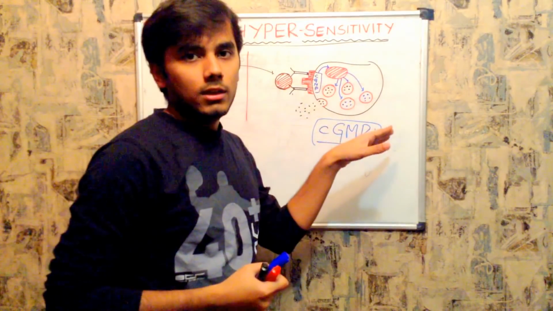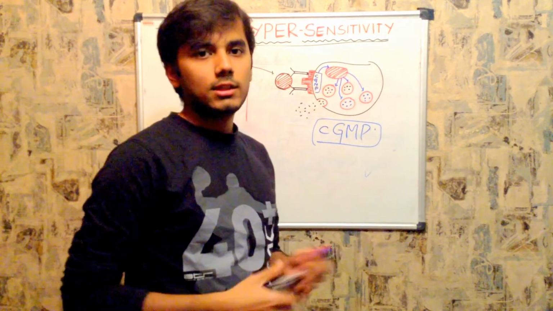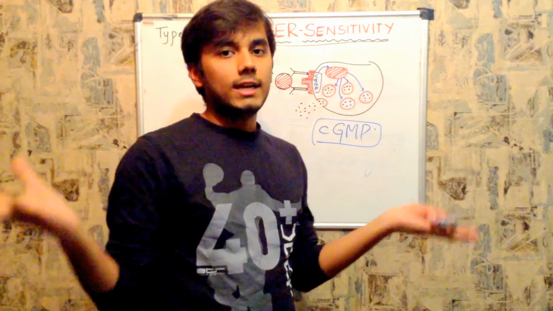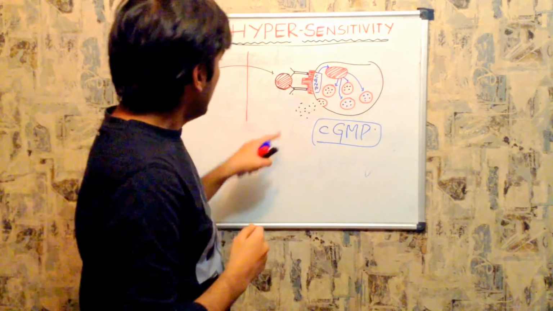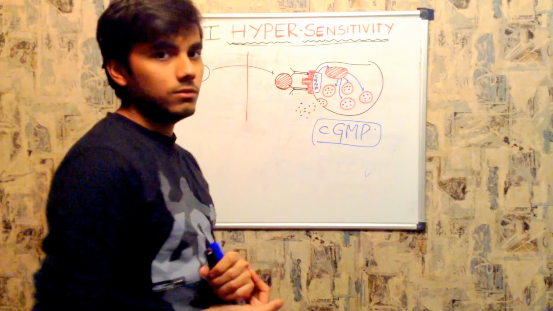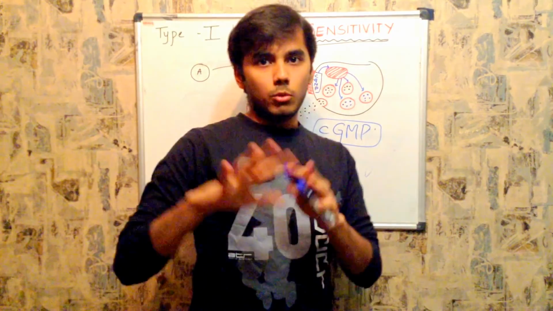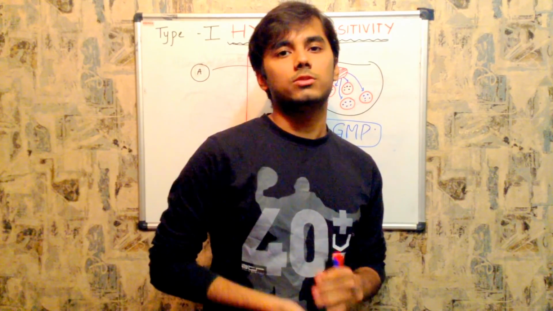And if leukotriene B4, leukotriene C4, D4 are released, they are chemotactic, so they attract the remaining immune cells, right? So this is the entire concept of type 1 hypersensitivity, which is seen in most clinics. The next video will be regarding type 2 hypersensitivity. Thank you.